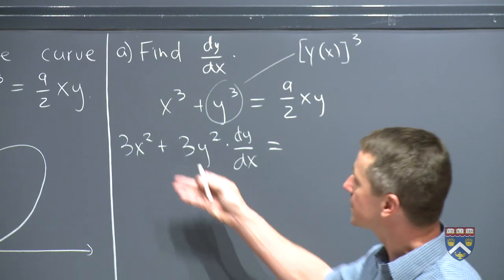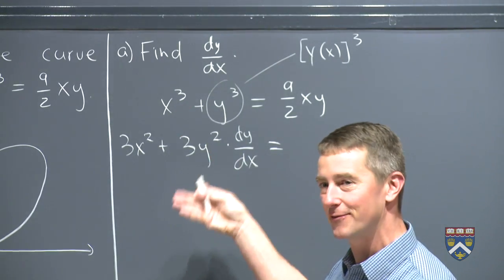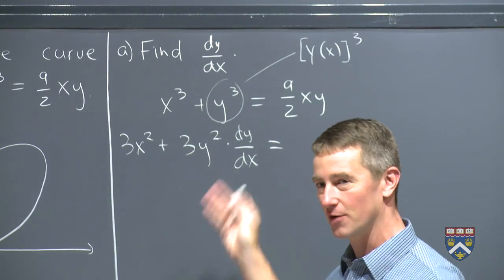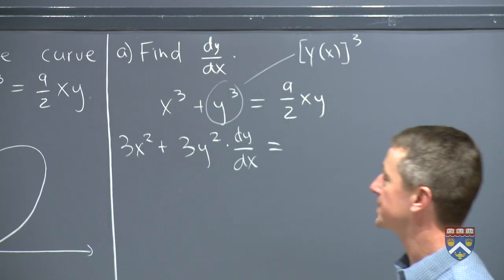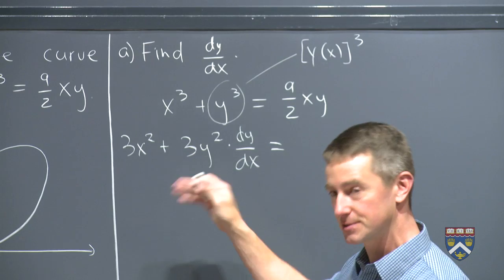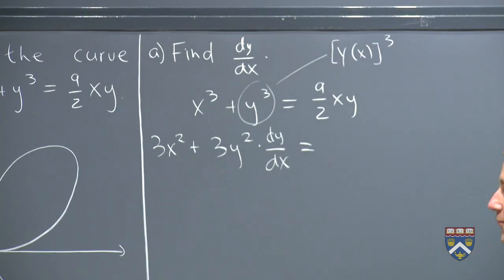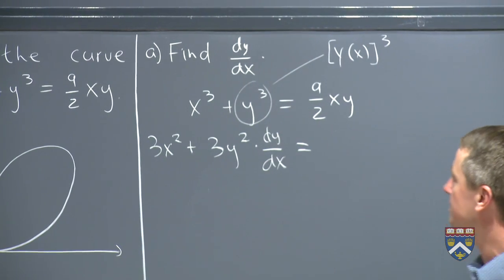If you had felt like it, what could you have put here? You could have said x is standing for x, and then you could have put dx over dx, but that's just saying the derivative of x, which is 1. So typically we don't bother to write dx over dx, but you're welcome to if it makes you feel more comfortable in writing the dy over dx.